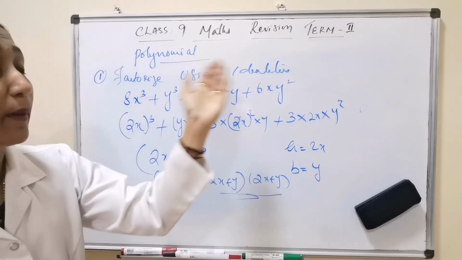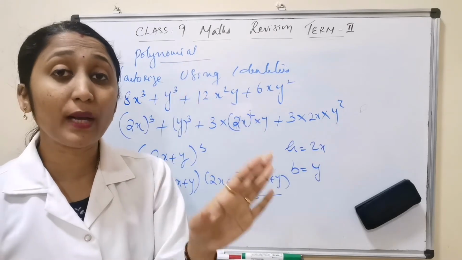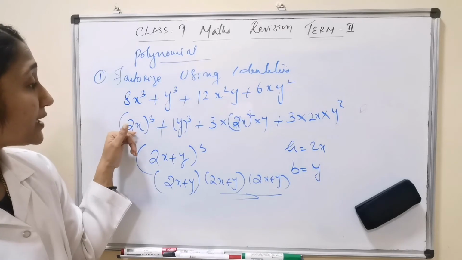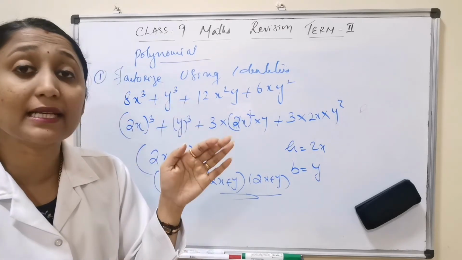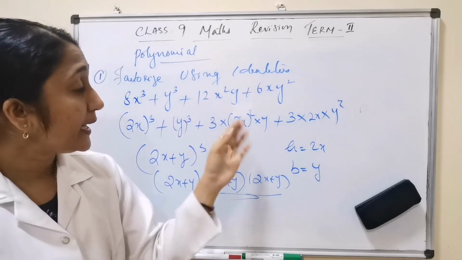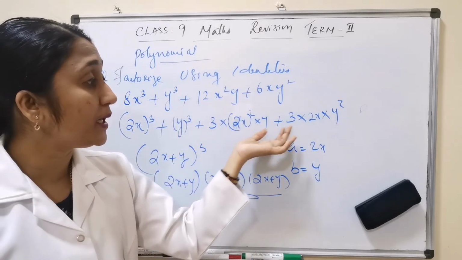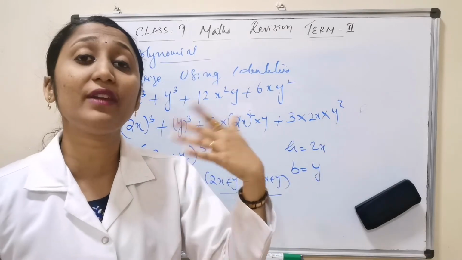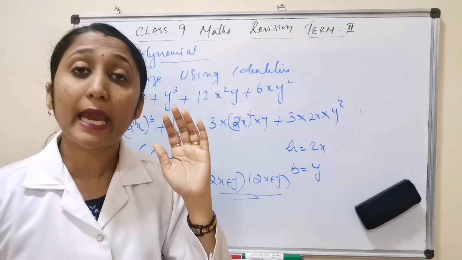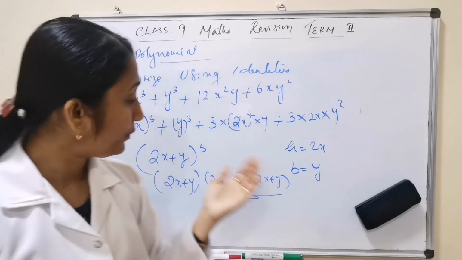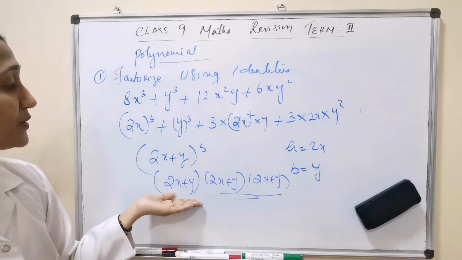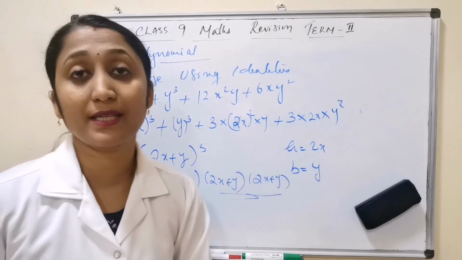If you get this type of problem, you have to split it as a product of a and b. That means 8x cube we can write as 2x the whole cube, and y cube, in terms of 3a square b, 3ab square. From that we can identify which formula it is. So this is the form of a plus b the whole cube. Then we have to write it as 2x plus y the whole cube. The answer is 2x plus y into 2x plus y into 2x plus y.